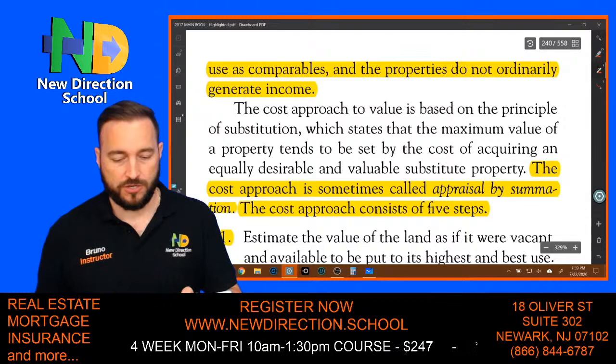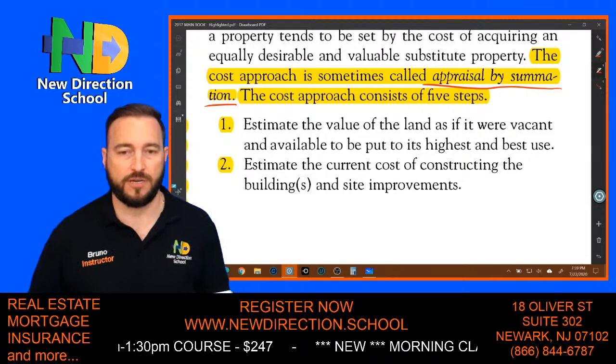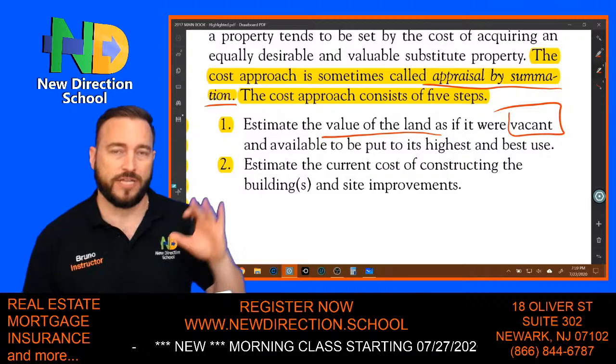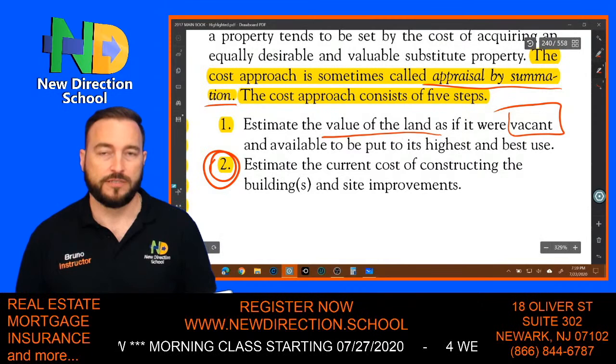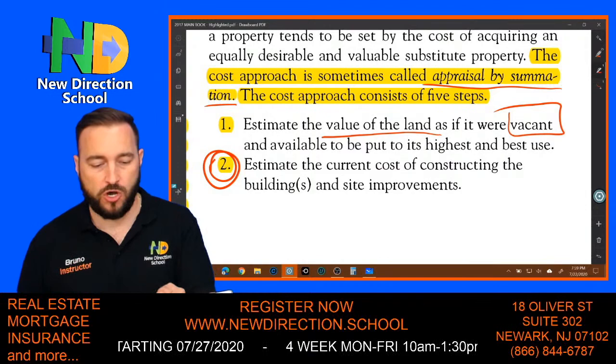So the cost approach is sometimes called appraisal by summation. And what is summation? Adding, right? The sum of things. So the first thing we're going to do is estimate the value of the land as if it were vacant. Value of land. So land is land, separate. The next thing we're going to do, this is the important part, is we're going to estimate the current cost of construction, of building something similar. Okay? That's why it's cost approach. Current cost of construction.